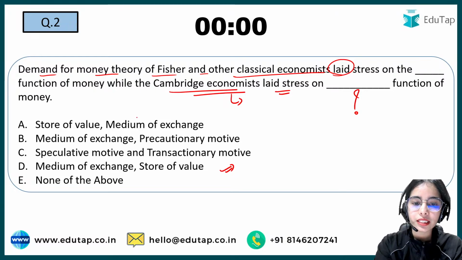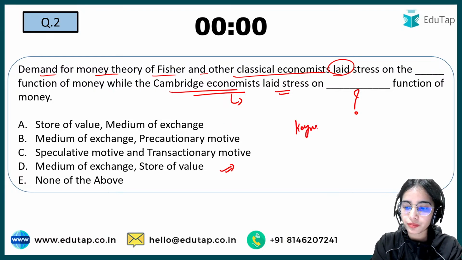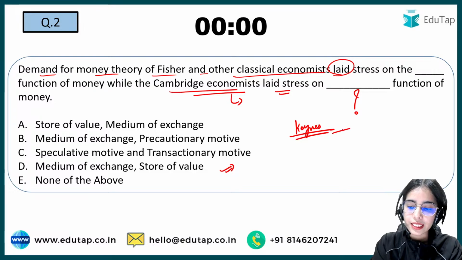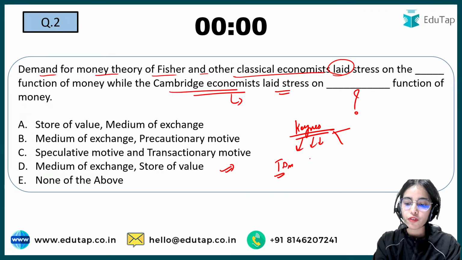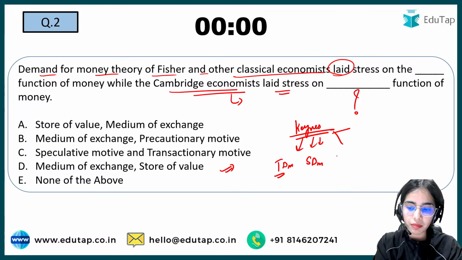See, starting from the Keynesian. So Keynes said that the demand for money is for three motives. That is the transactionary demand for money, that for transactions you demand money, for speculative purposes you demand money, and for the precautionary purpose you demand money.